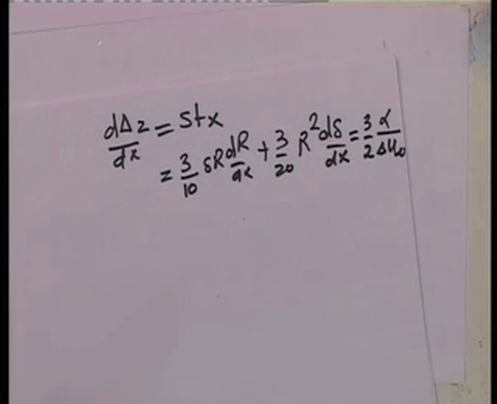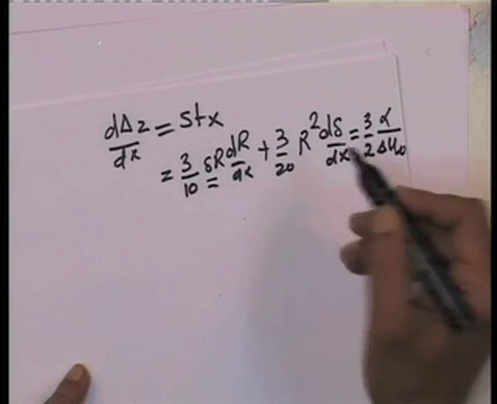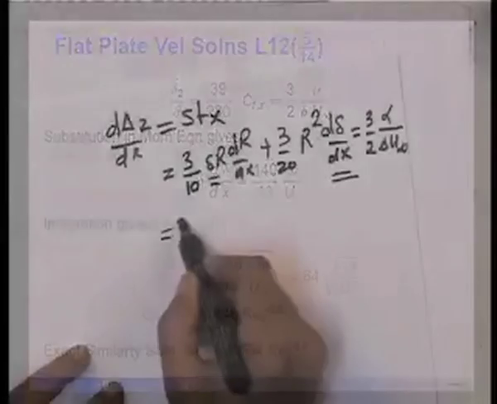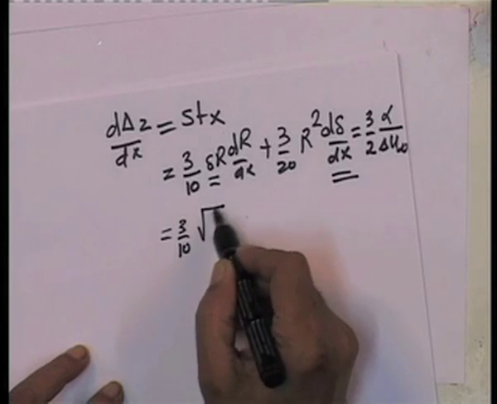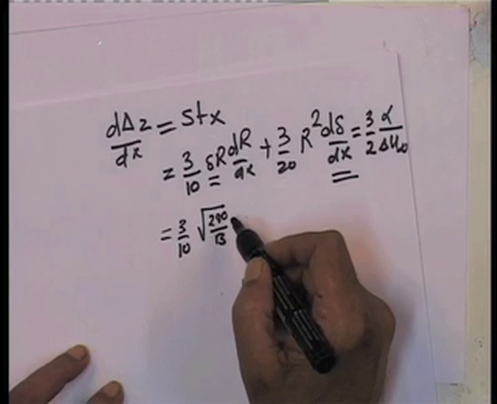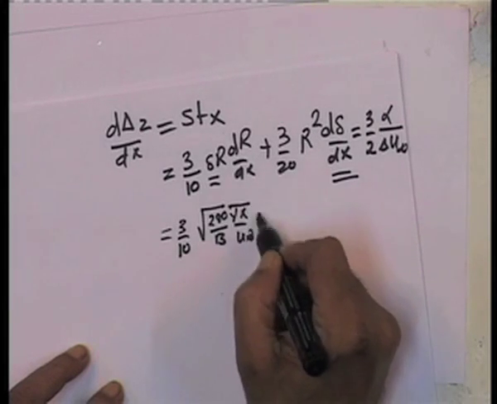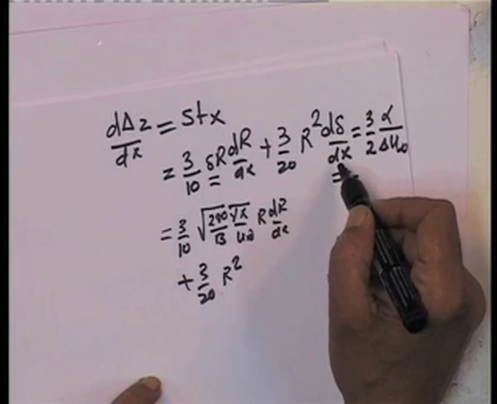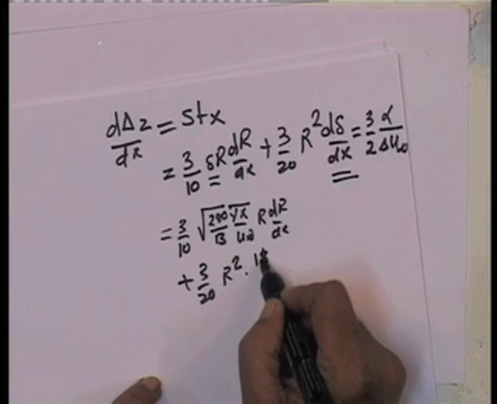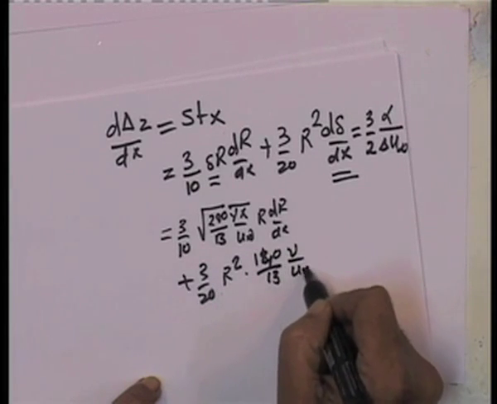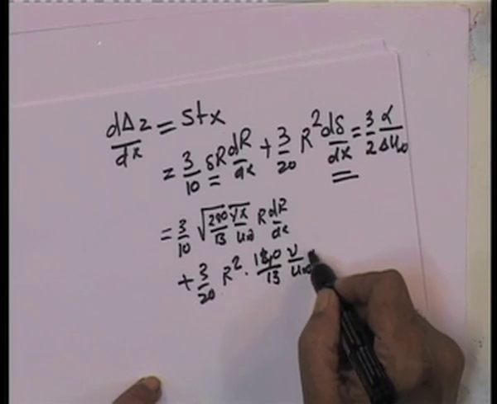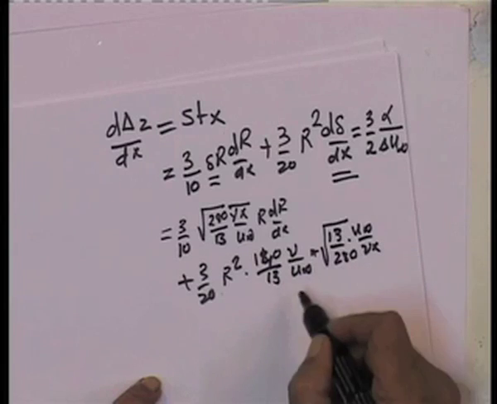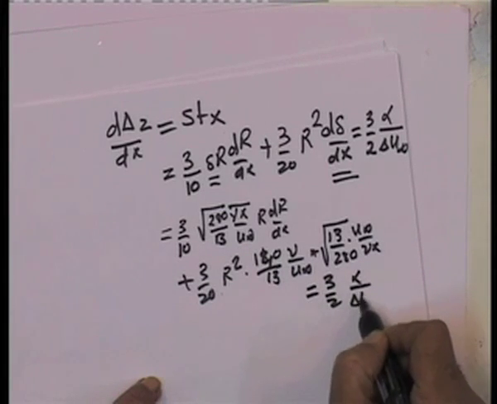All right, where do we get delta from? I need to get delta and d delta by dx, and that is what we evaluated on the previous slide. You will see that delta is just 3 by 10 into under root 280 by 13 into nu x by u infinity r dr by dx plus 3 by 20 r square d delta by dx will be simply 140 by 13 nu by u infinity divided by, so in other words this will be multiplied by 13 by 280 into u infinity by nu x equal to 3 by 2 alpha times delta u infinity.